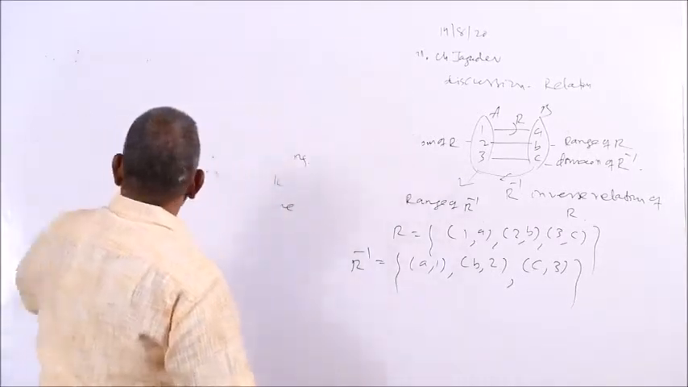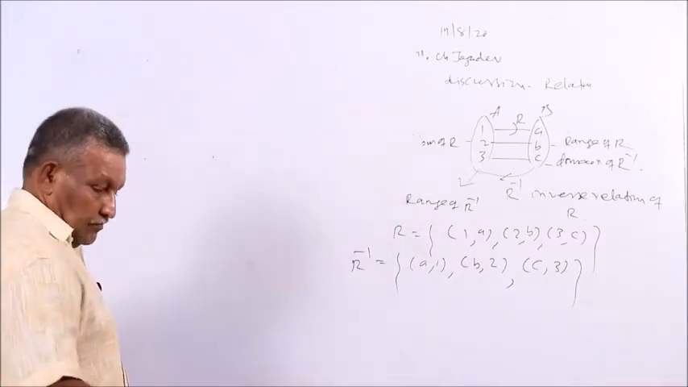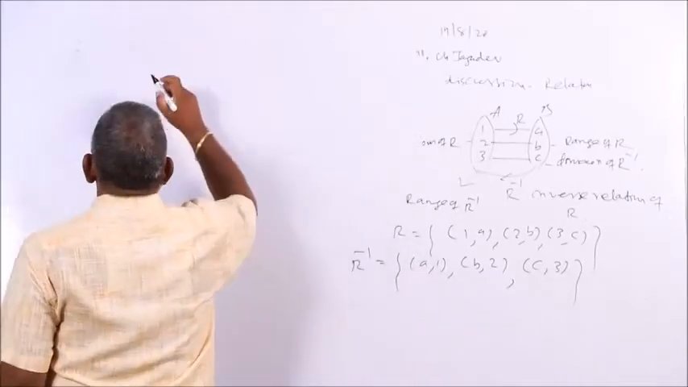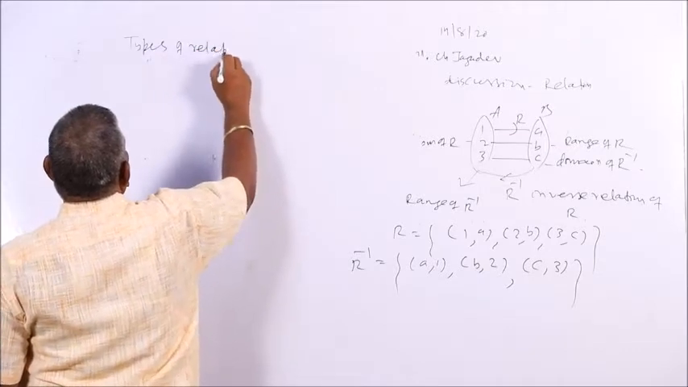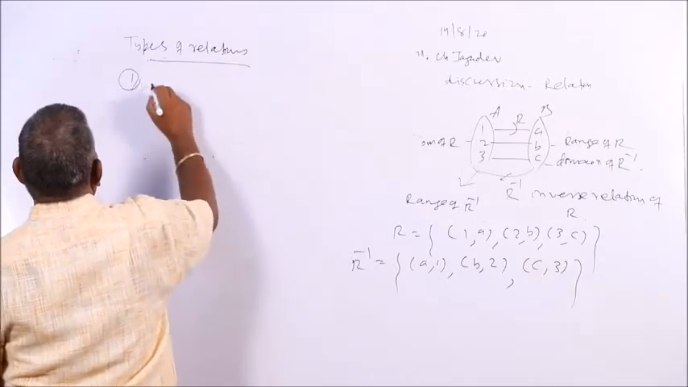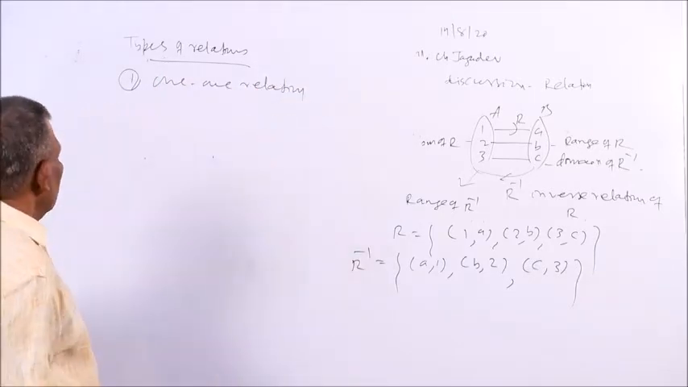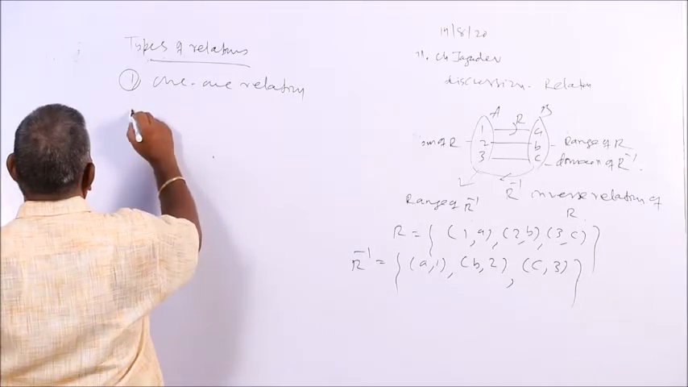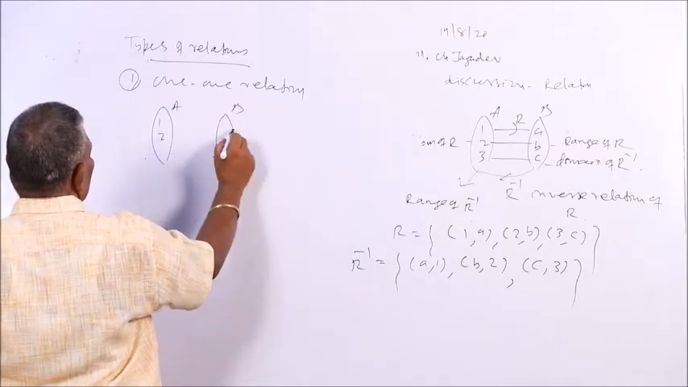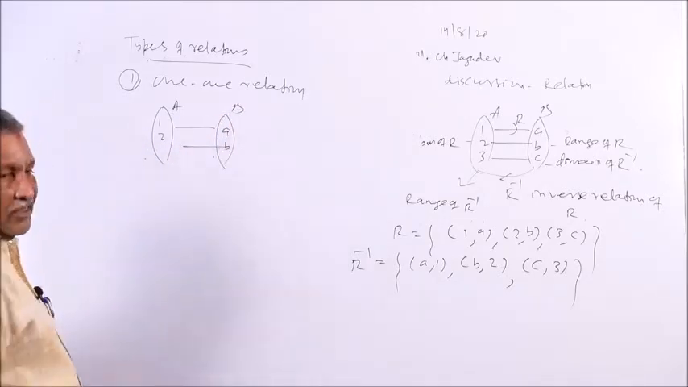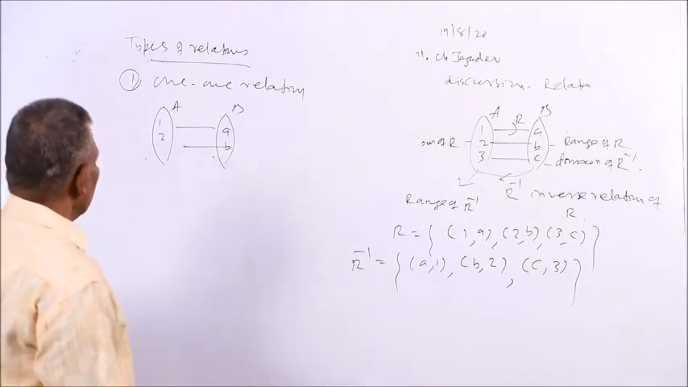I hope you will follow my points. What is domain of R, range of R, domain of R inverse and range of R inverse. Then we will go for types of relations. First, one-one relation. This relation is called one-one. One element of the domain is related to one element of the range set.